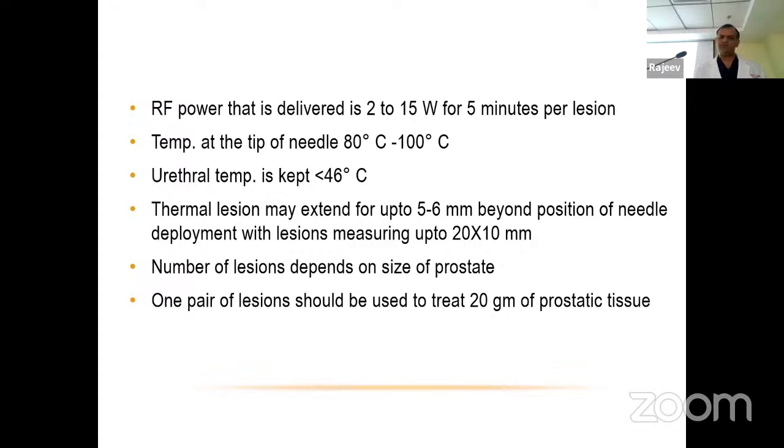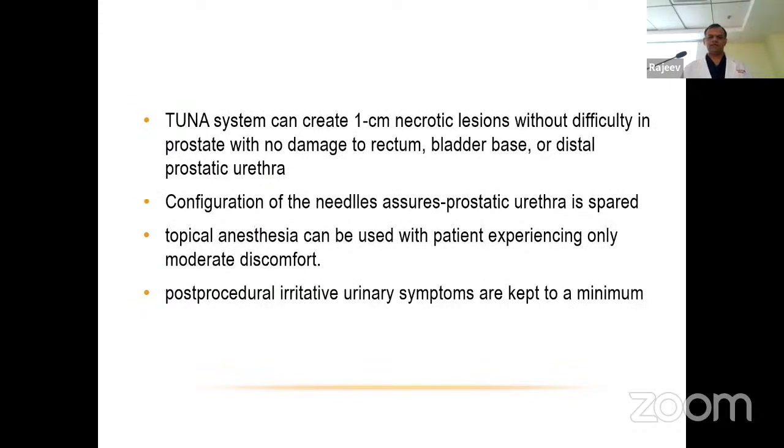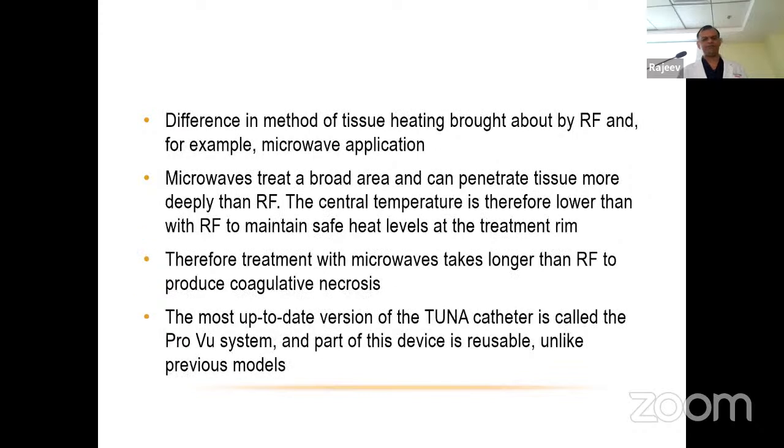The number of lesions depends on the size of the prostate. For example, 1 pair of lesions should be used to treat 20 grams of prostatic tissue. The TUNA system can create a 1 centimeter necrotic lesion without difficulty in the prostate and no damage to the surrounding structures. The configuration of the needles assures that the prostatic urethra is spared. Topical anesthesia can be used, with patients experiencing only moderate discomfort, and post-procedural irritative LUTS are kept to a minimum.